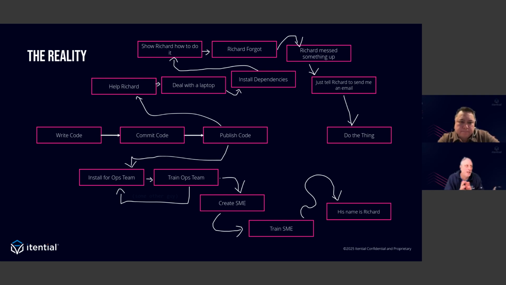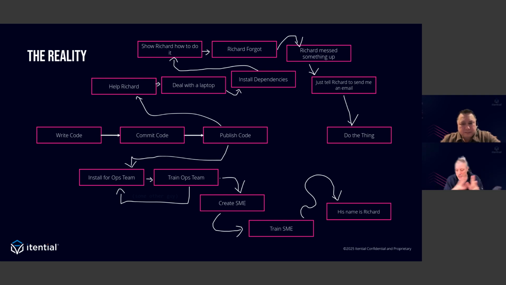Any developer will tell you that the reason we write code, mostly, is for other people. We want other people to use our code. That's why we're writing it. And so that's really where our focus is: write, commit, publish. The real challenge comes after we get through the publish step. Because now I want other people to use this code, and I've got to figure out how I can get this code in other people's hands.